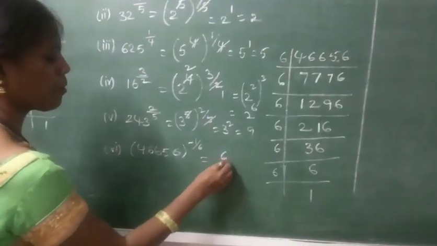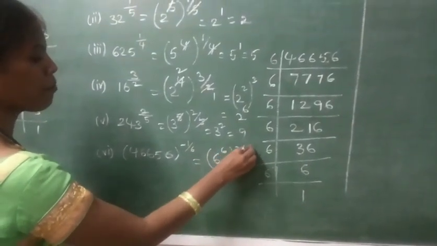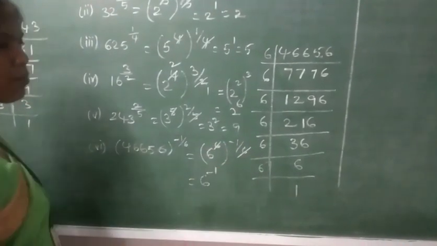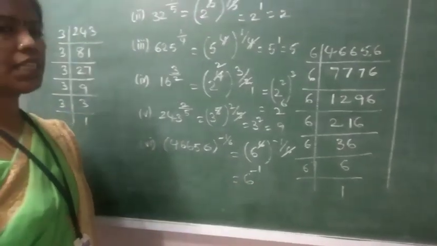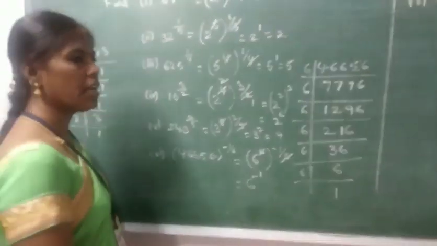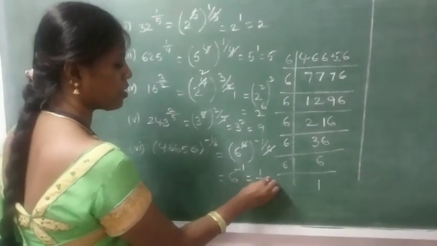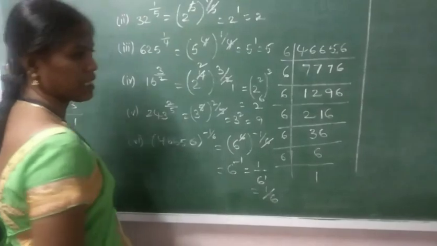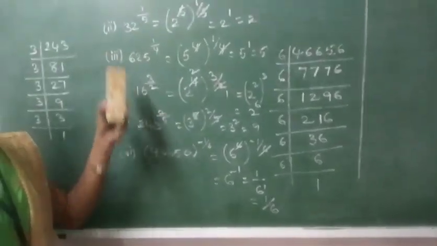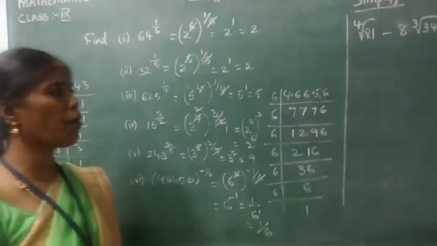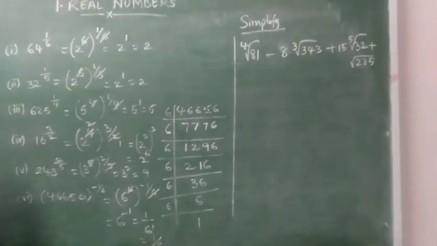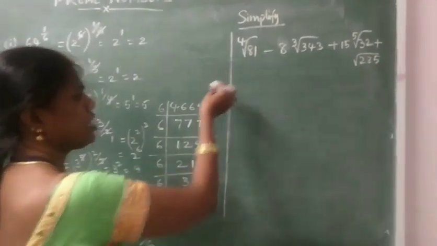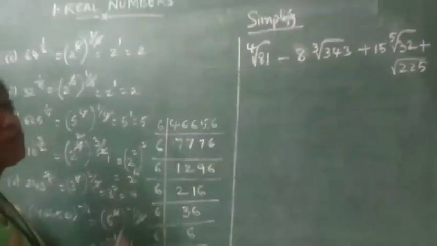So (6⁶)^(−1/6). The 6 and 6 cancel, giving 6 to the power of minus 1. What is a to the power of minus n? It is 1 by a to the power of n. So 1 by 6 to the power of 1, that is nothing but 1 by 6. So in this manner, we have to simplify this problem. It's a very important problem; they will give it for 2 marks or 4 marks. Very easy if you know how to simplify.